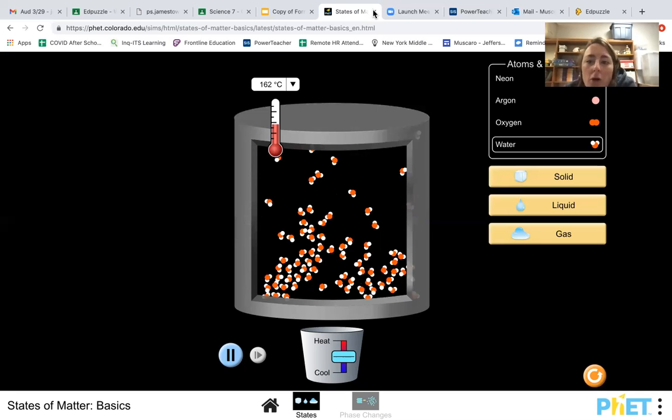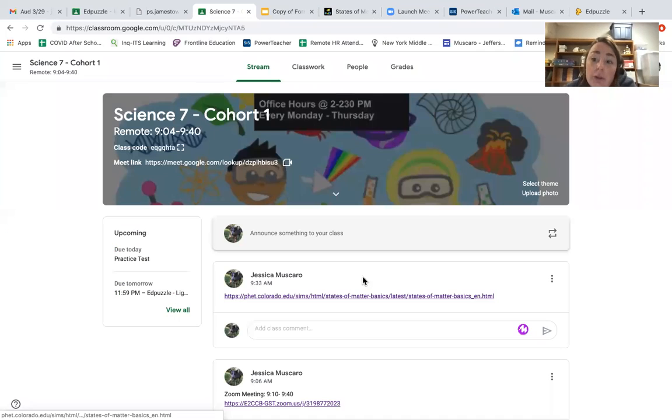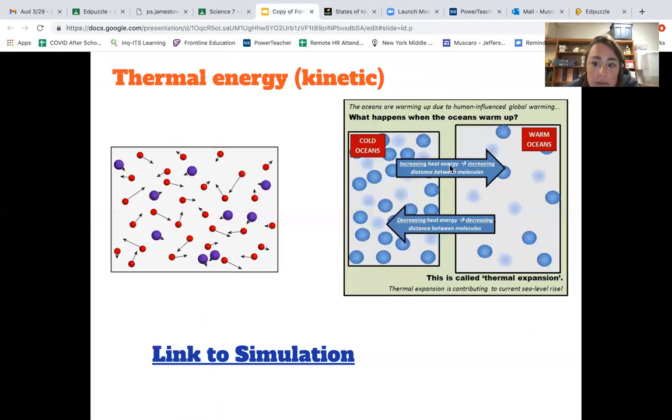So play with this on your own. I won't waste any more time with it. I dropped the link on Google Classroom. See what happens when you add heat and take heat away from that system. Hopefully what you observe is as they're heating up, they're moving faster. And that can sometimes cause the distance between them to increase. And with most substances, when they cool off, they get closer together and become more dense, less space between them.